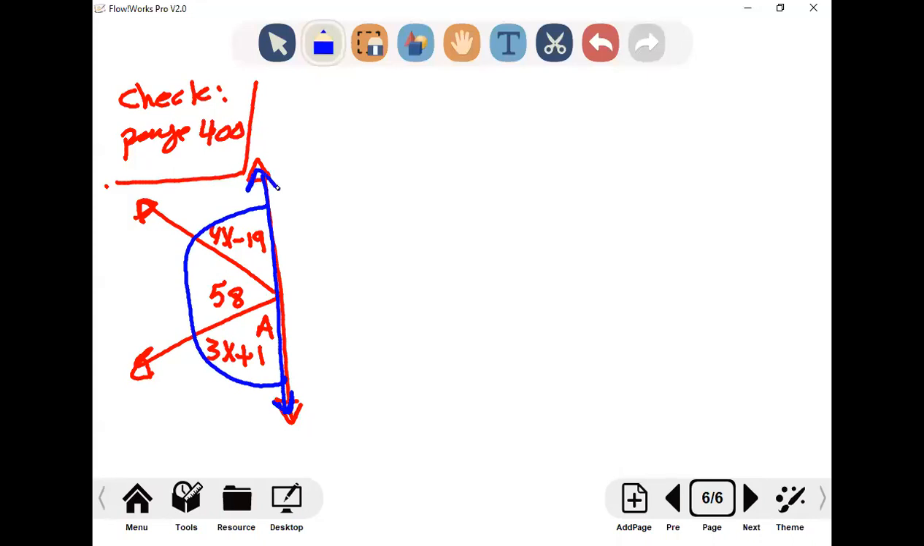So the whole blue angle has how much? If you add the three small angles, the answer should be what? Let's add them: 4x minus 19 plus 58 plus 3x plus 1 all equal what? 180, because they lie on a straight line. Do you understand? Now I need to simplify this equation and solve it until I find the value of x, right? Keep your pencils down. Just keep your eyes on the board, please.